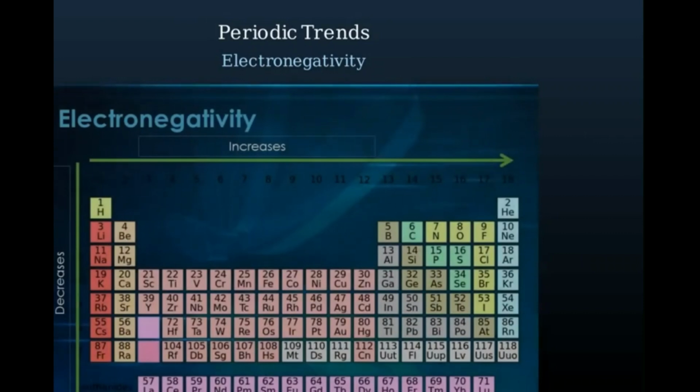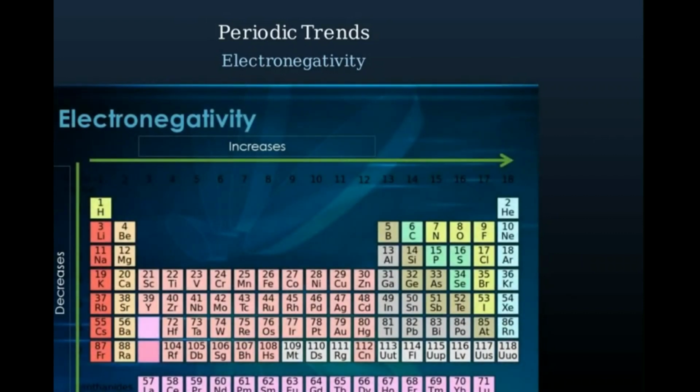Electronegativity is the ability of an atom to attract electrons when forming a bond. As we move from left to right across a period, electronegativity increases. This is because atoms with more protons have a stronger pull on electrons. As we move down a group, electronegativity decreases. This happens because the valence electrons are farther from the nucleus and experience less attractive force.